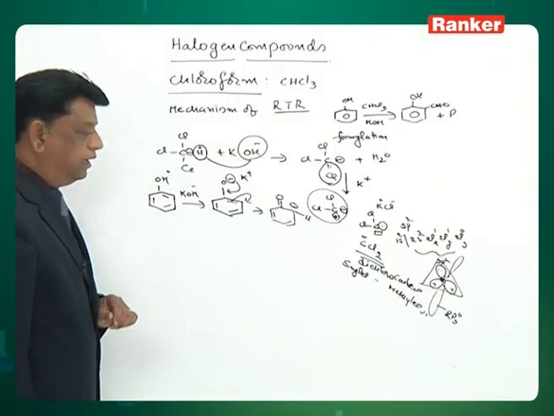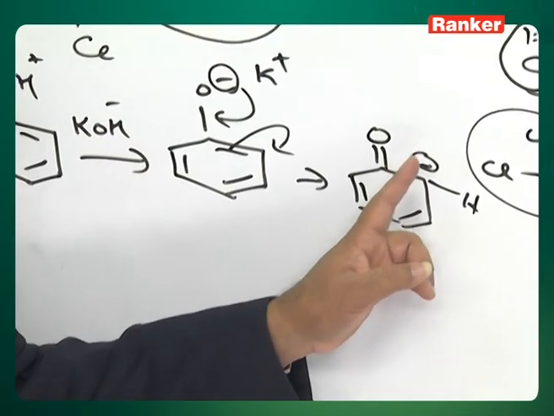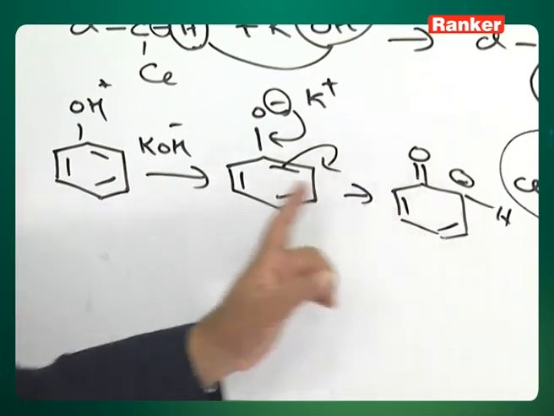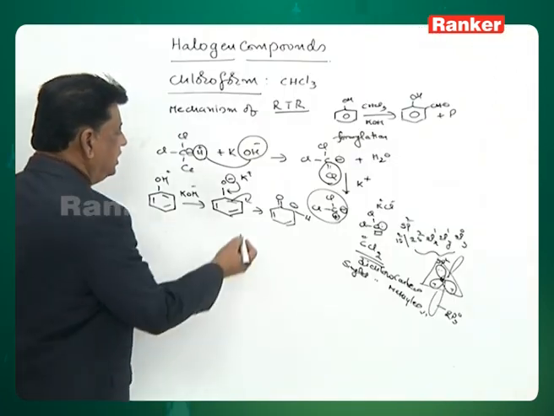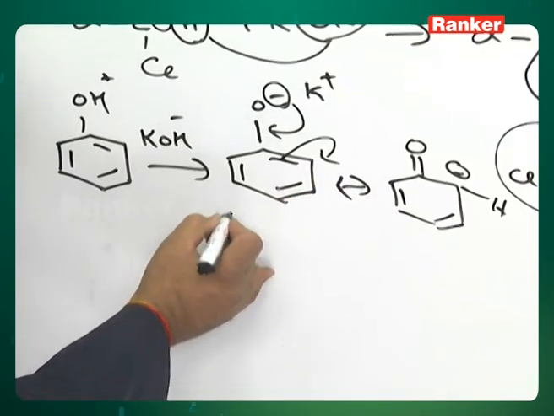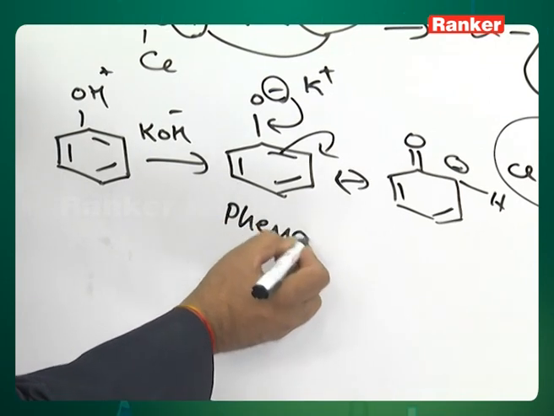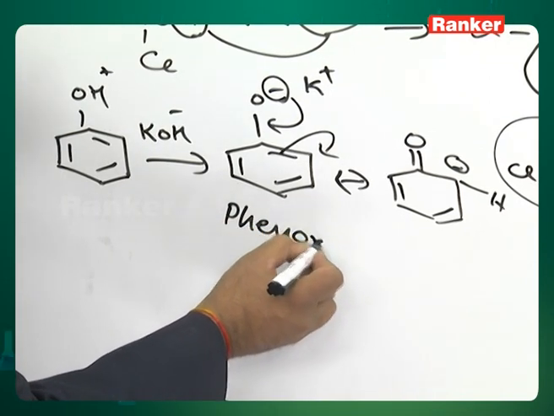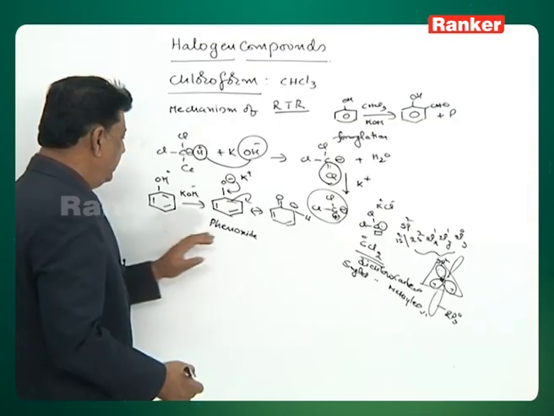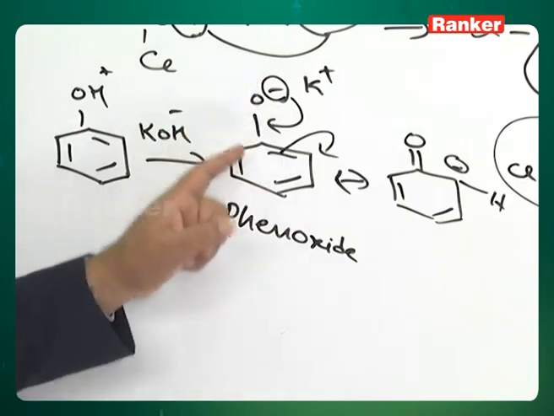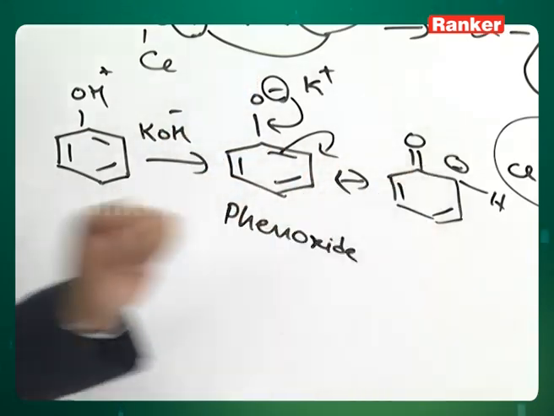This is called the ortho negative charge containing phenoxide anion resonance structure. One of the resonance structures of this is called phenoxide. Phenol exists as a phenoxide anion in the basic medium, and one of the resonance structures of the phenoxide anion is ortho minus.